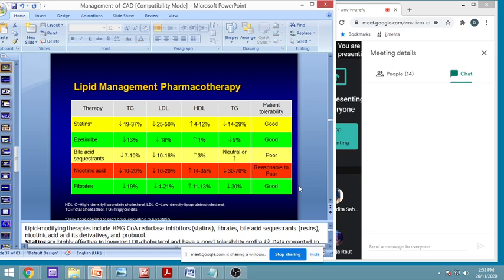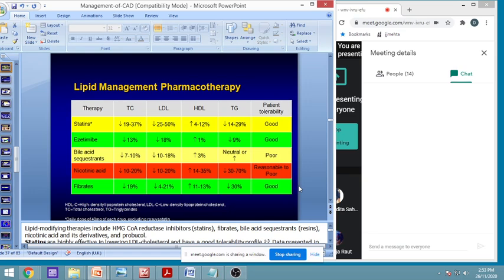Then bile acid sequestrants can reduce total cholesterol by 7 to 10%. LDL they can reduce by 10 to 18%. HDL they can increase by 3%. And they do not have a big effect on triglycerides, but they have adverse effects, and they are not tolerated well.